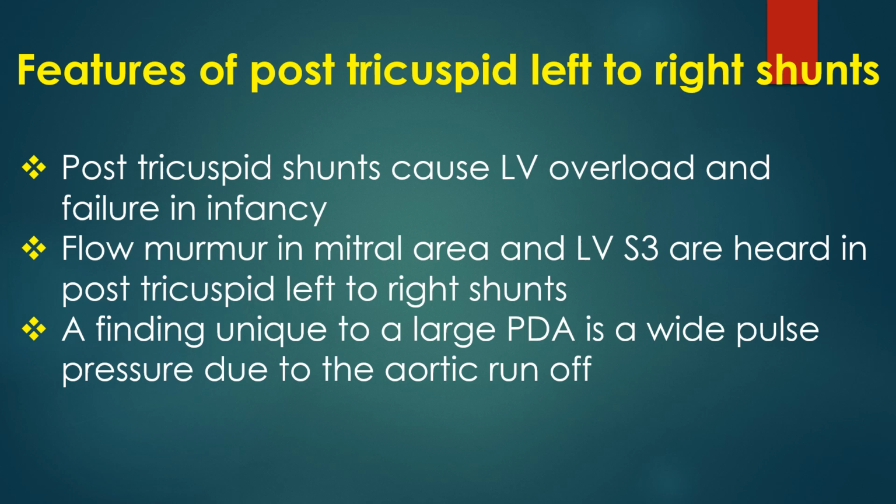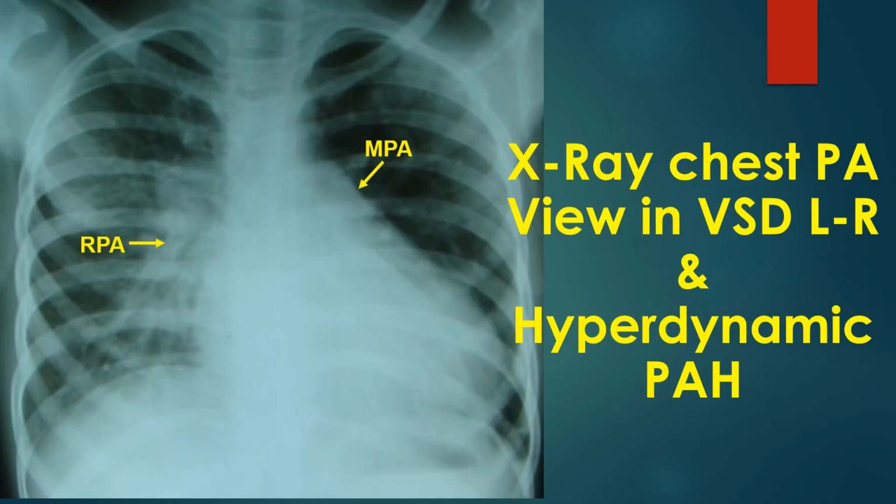Flow murmur in the mitral area and left ventricular third heart sound are heard in post-tricuspid left-to-right shunts. A finding unique to a large PDA is a wide pulse pressure due to aortic runoff. X-ray chest PA view in a VSD with left-to-right shunt and hyperdynamic pulmonary hypertension. There is cardiomegaly, prominent main pulmonary artery segment and right pulmonary artery. Enlarged left pulmonary artery shadow is seen below the left cardiac border within the cardiac silhouette.